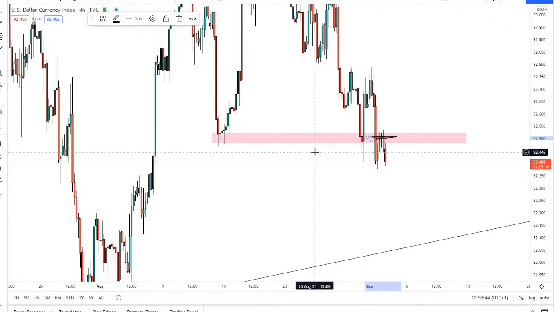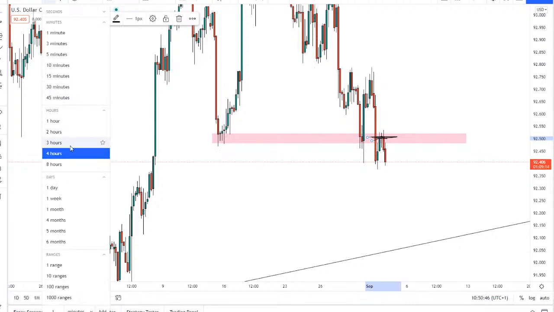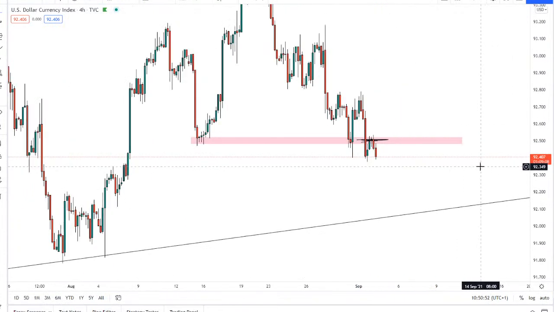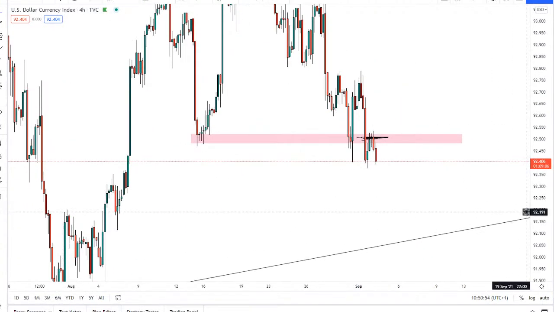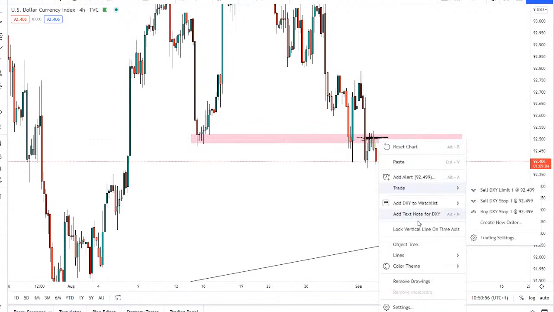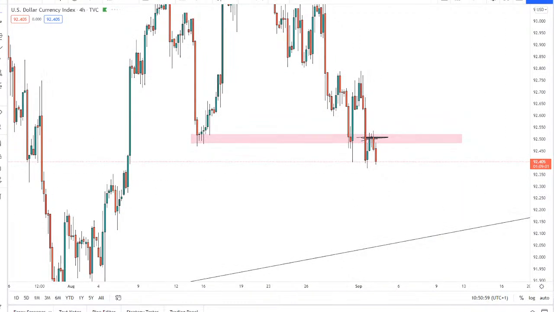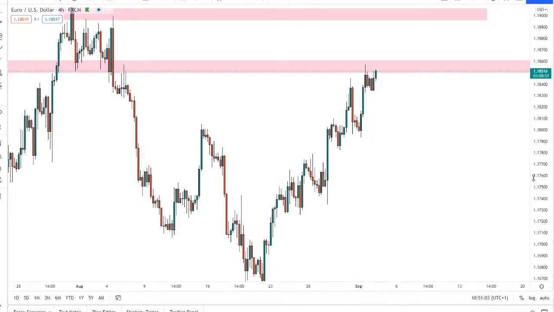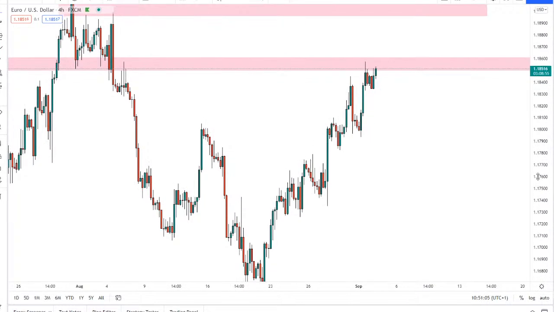So it does act as an extra confluence, just to save you from potentially a string of losing trades, because the DXY is looking quite bearish still here. And Euro USD is still looking quite bullish, so there's nothing there to get short for me just yet.